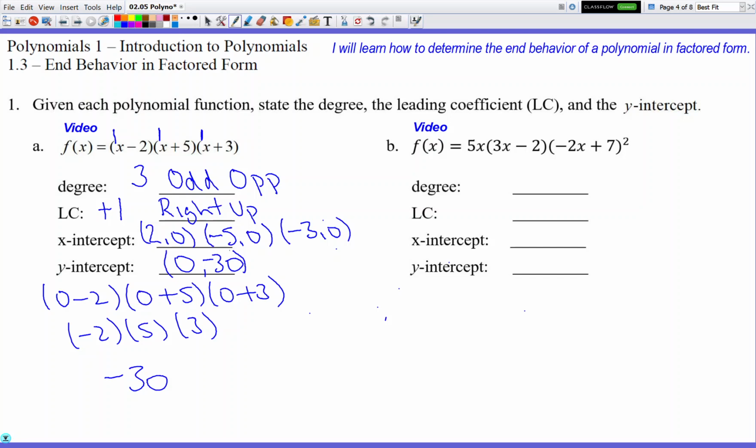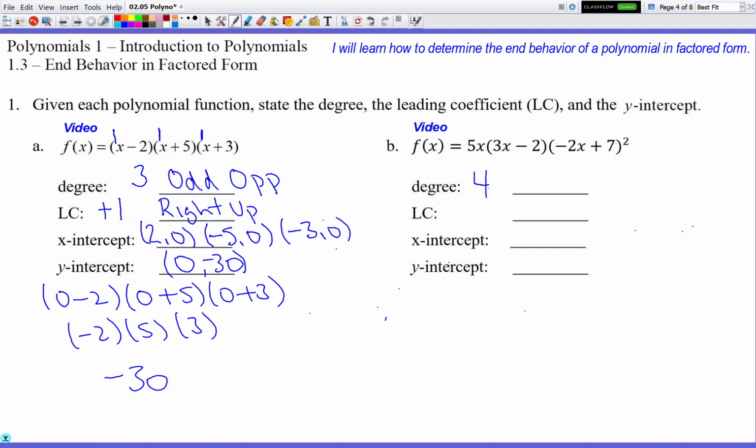All right, let's look at B. Okay, so degree, let's count our x's. So 1 x right here, 2 x's, 3 x's, 4 x's. Whoa. Why did I count this x twice? I went 1, 2, 3, 4. Why does this guy get counted twice? Did I do this wrong?